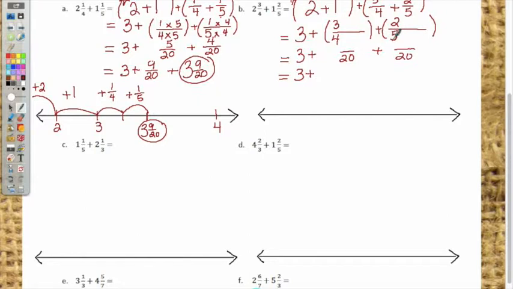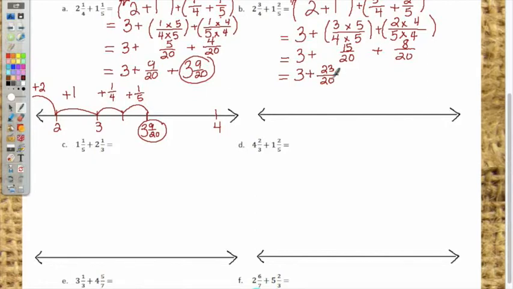Dara, what's my next step? 4 times 5. Good. And then times 4. Good. So 3 times 5 is? 15. Plus 8. Okay, 15 plus 8, Abdiel. 23. Good. So 23 twentieths.